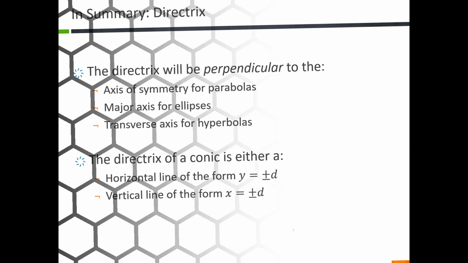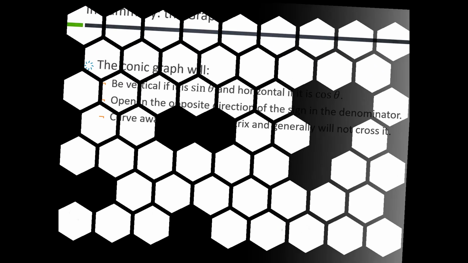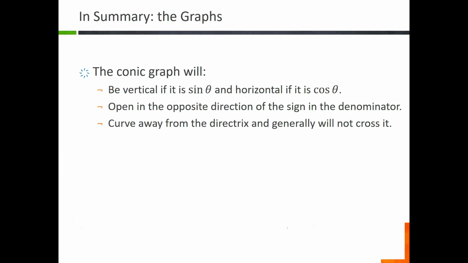Okay, so how do we put that together to understand the shape of the graph? We know the graph will be vertical if we have sine in our equation, and it will be a horizontal graph if we have cosine in the equation. We know it is perpendicular to the directrix. We just talked about that. We know it will open in the opposite direction of the sign in the denominator. So if it's a plus in the denominator, that means your directrix is positive, and so your conic will either open left or down. If you had a minus in the denominator, then that means you have a negative directrix, which means the graph opens up or to the right.